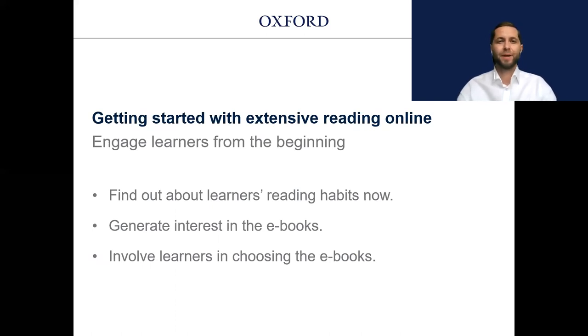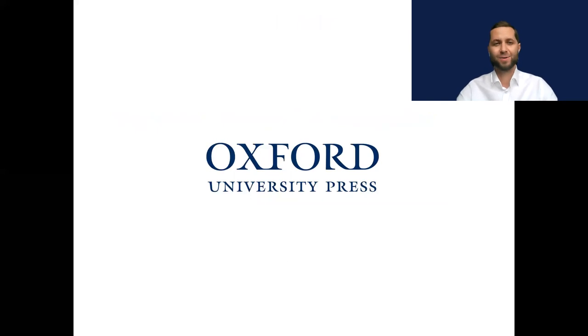Okay, here's a summary. To get started with extensive reading online, remember, engage your learners from the very beginning. First of all, find out their current reading habits and show them how they already read a lot in their own language. Then try to generate interest in the ebooks by getting them interested in the topic before they actually start reading. And finally, involve your learners in choosing the ebooks, allowing them to have some control over their reading experience. Okay, that's all on the topic.